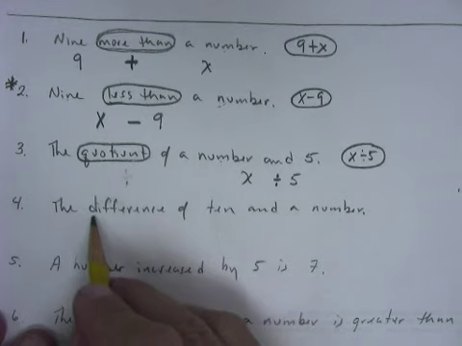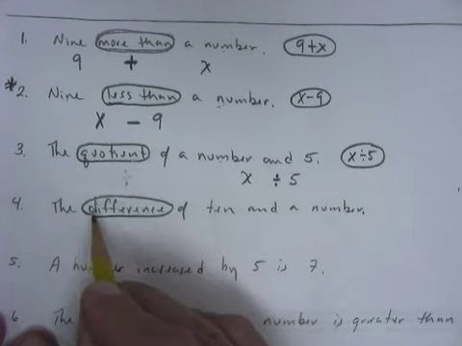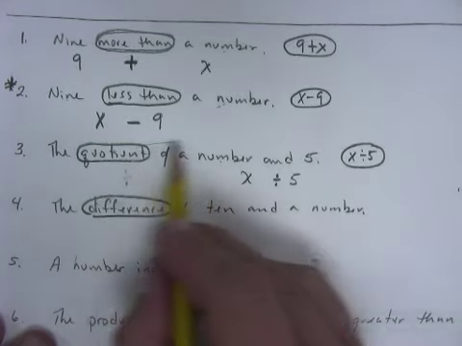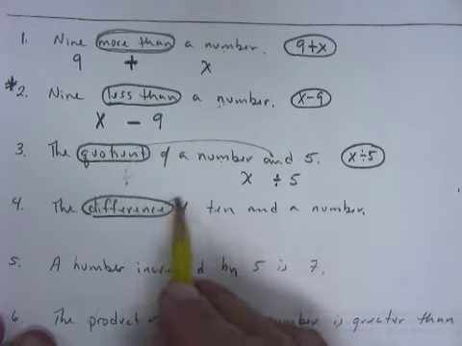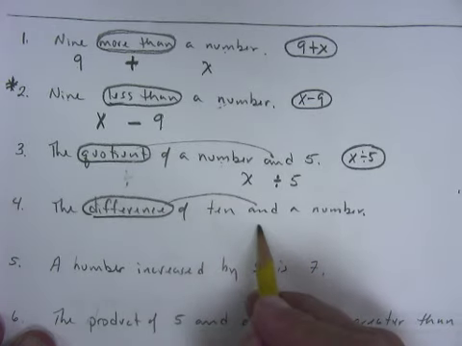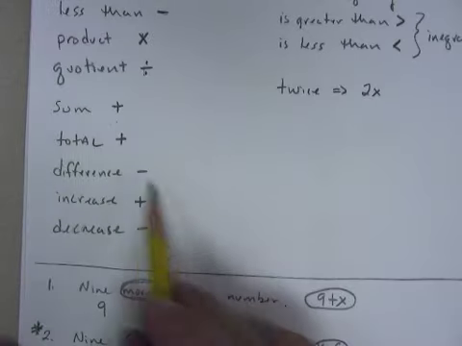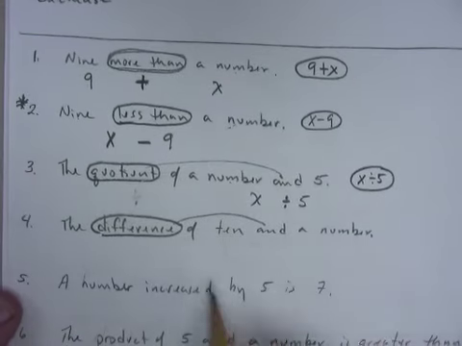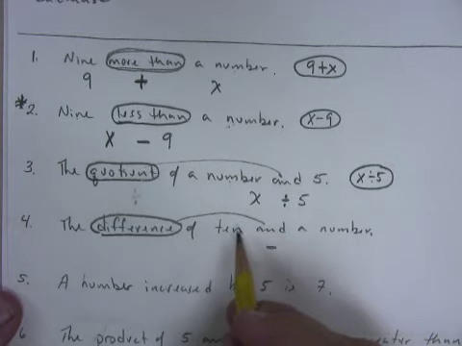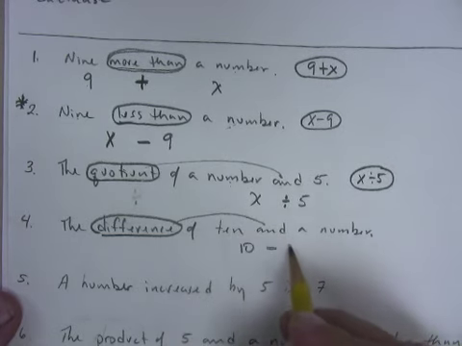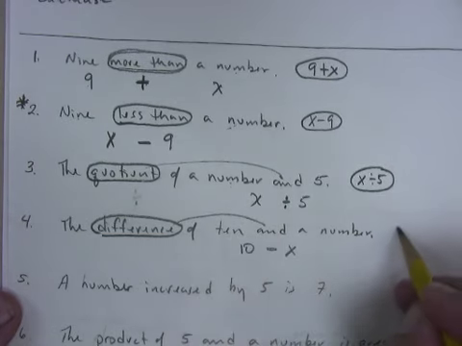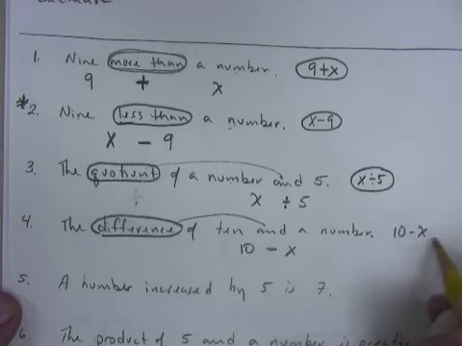Here's the next one. Difference is my keyword. Like quotient was connected to the "and" here, difference is connected to the "and." Difference from above is subtract. So I'll put the minus sign and just carry them down. Here's the 10 and there's the number. So it's going to be 10 minus x.